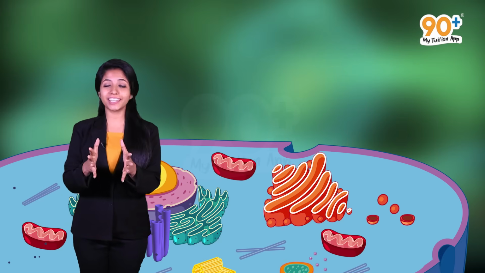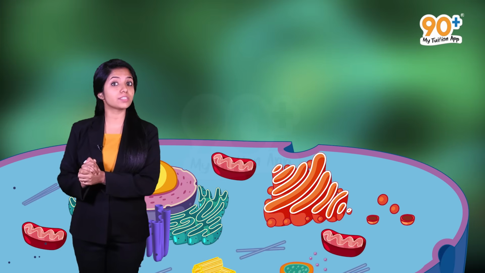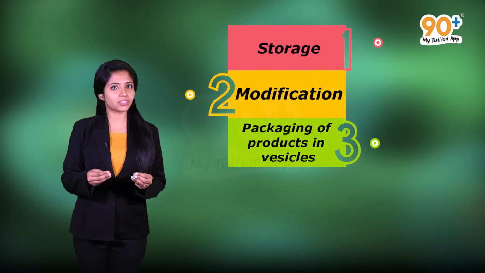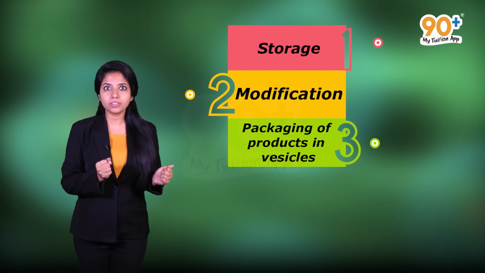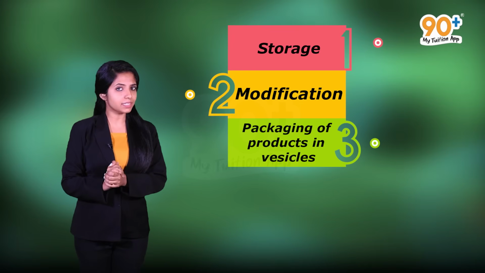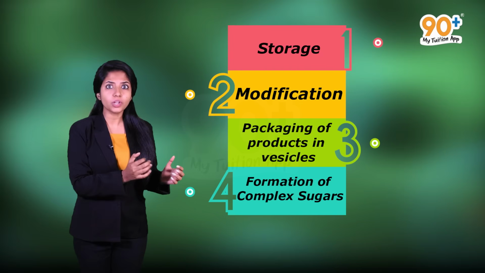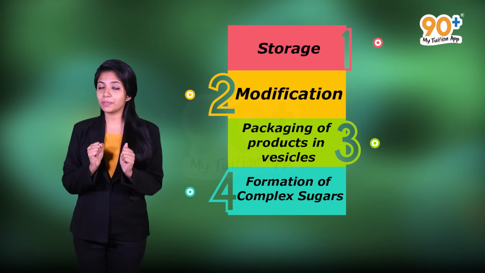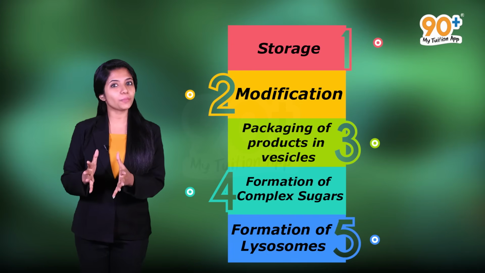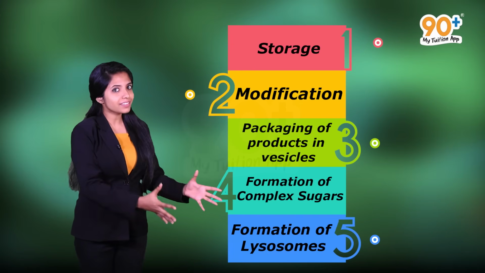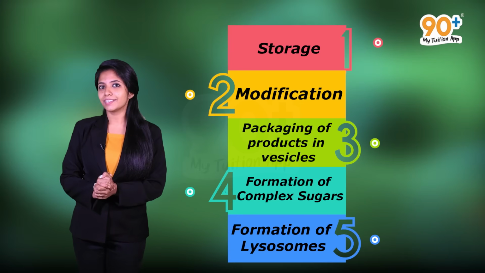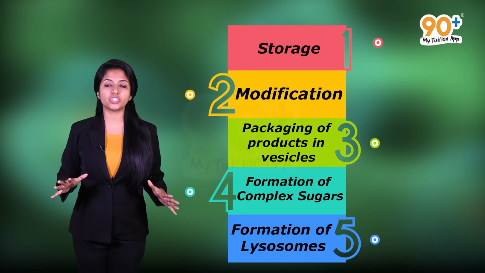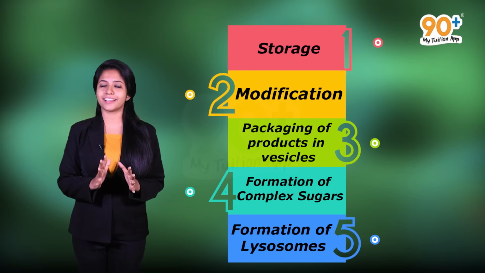You should think of the Golgi apparatus as a post office because here storage, modification and packaging of products within the vesicle takes place, and it actually helps in the transportation too. Apart from this, here the complex sugars are formed from the simple sugars. That's something really interesting, right? And there is one more really important point. Here the formation of lysosomes, which is another cell organelle, also takes place. So now you can guess what would happen to the cell if there was no Golgi apparatus. It would have been a disaster.